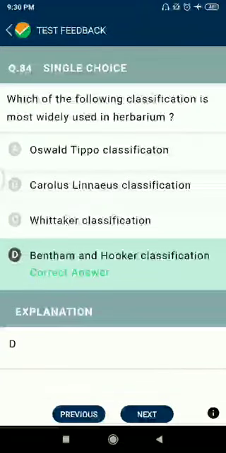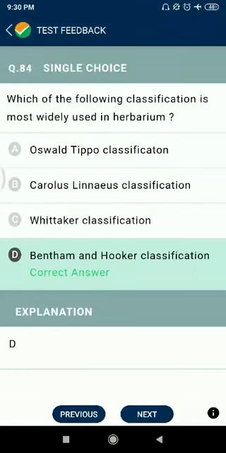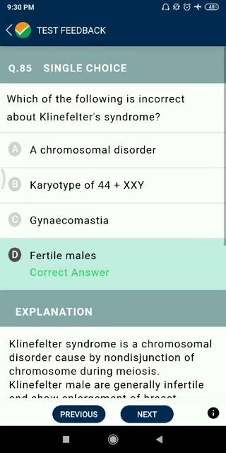Question 84. Which of the following classifications is most widely used in herbaria? Bentham and Hooker's classification. Question 85. Which of the following is incorrect about Klinefelter syndrome? Fertile females is incorrect; it is a chromosomal disorder, karyotype 44 plus XXY, with gynecomastia.